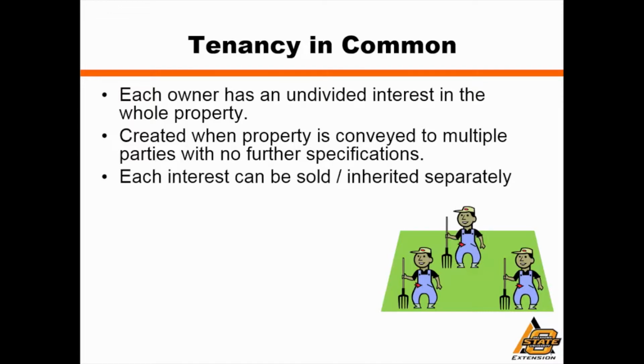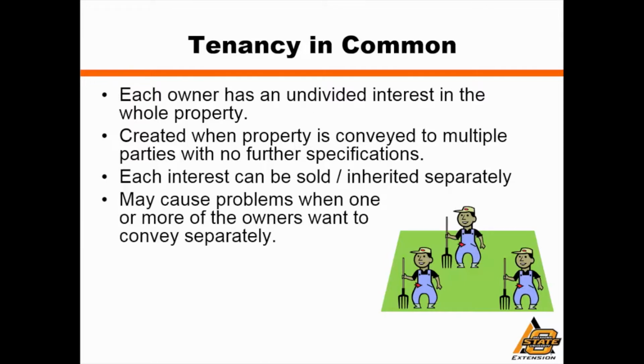They each own an undivided interest in the full property. Each interest can be sold or inherited separately. However, it can cause problems when one or more of the owners want to convey it separately. In other words, if I want to sell my interest and I hold an undivided interest, it may not be as easy to sell as it would be if I could actually lay bounds upon the property I own. So consequently, when we have tenancy in common, there's often a situation where it is not easily sold or conveyed on a separate basis. Usually it has to all be done at once.